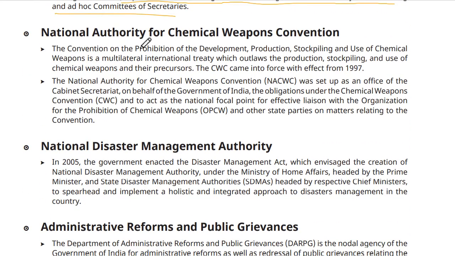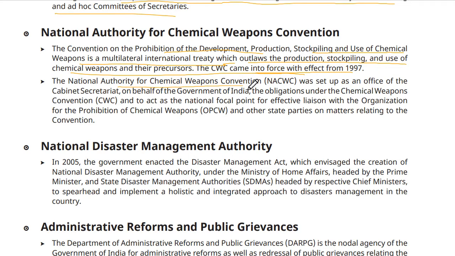National Authority for the Chemical Weapons Convention. The Convention on the Prohibition of the Development, Production, Stockpiling and Use of Chemical Weapons is a multilateral international treaty which outlaws the production, stockpiling and use of chemical weapons and their precursors. The Chemical Weapons Convention came into force with effect from 1997.